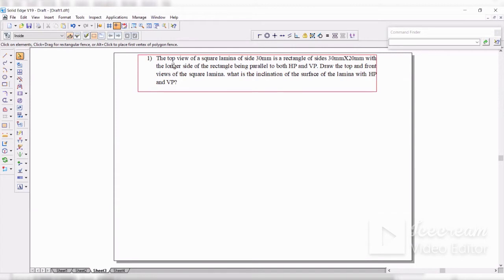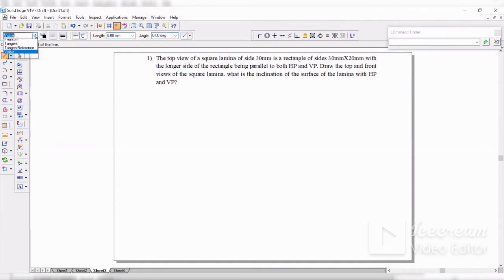So, the problem states like this: the top view of a square lamina of side 30 mm is a rectangle of sides 30 mm into 20 mm, with the longer side of the rectangle being parallel to both HP and VP. Draw the top and front views of the square lamina. What is the inclination of the surface of the lamina with HP and VP? Okay, so the solution for this.